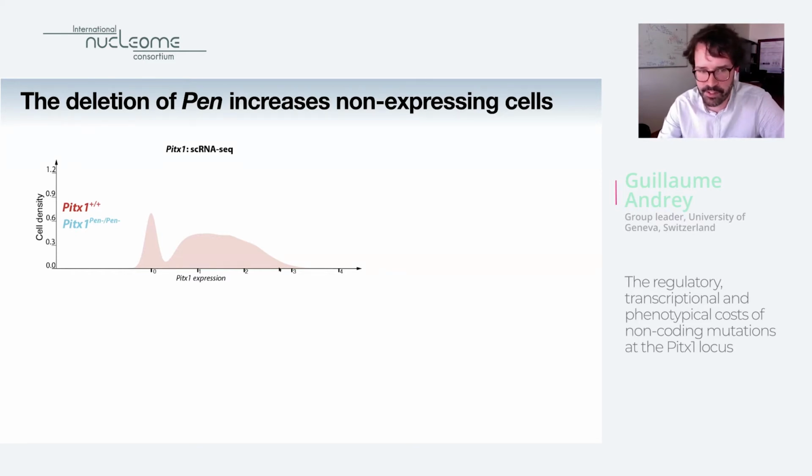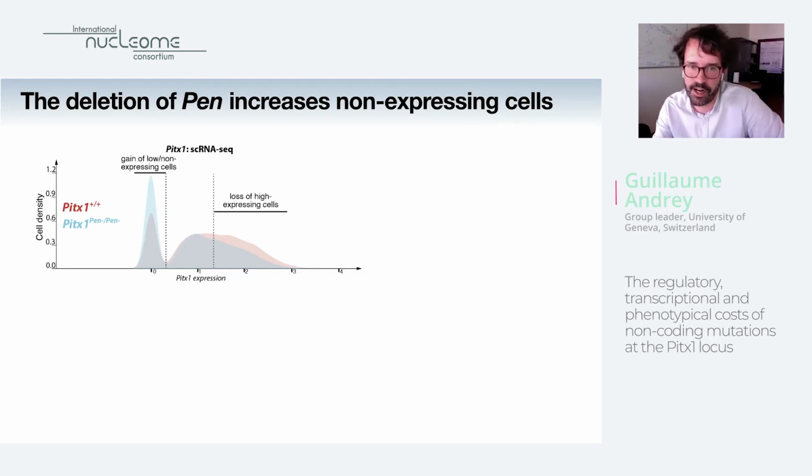If we remove the enhancer, we see something like that, here in blue, with a strong increase in cells that do not express Pitx1 at all, and a decrease in cells that are high expressors of Pitx1. It means that behind a very small change in average expression, we actually have a really strong shift in the distribution of expressing cells.